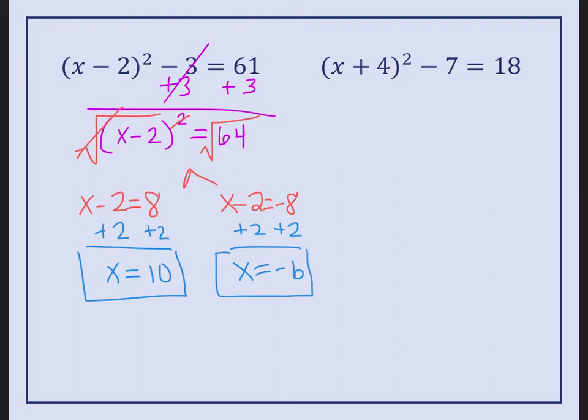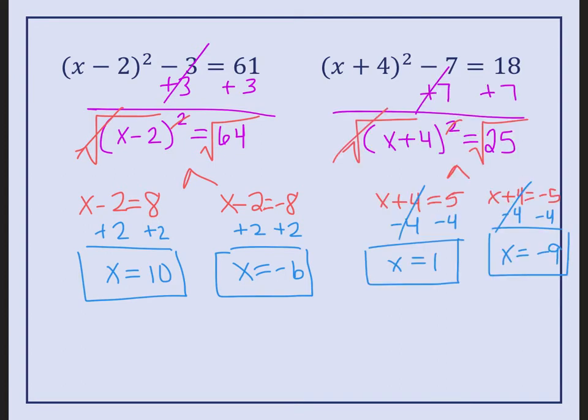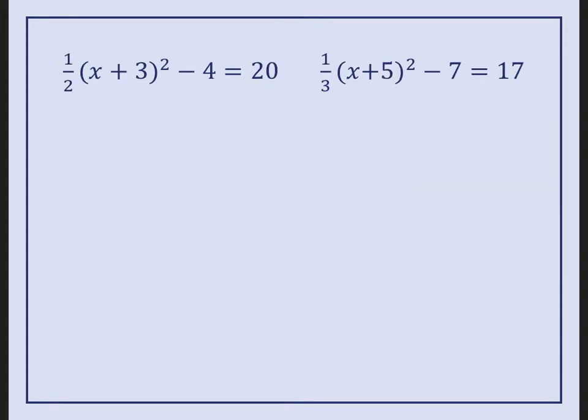Go ahead and pause this video, and try doing the second side by yourself. For the left side, if you followed the pattern that we did, you come down to x equals 1 and x equals negative 9. So we're going to go one step harder, you'll see. I'm going to do the left side again.